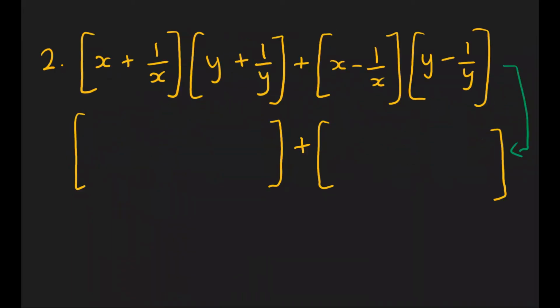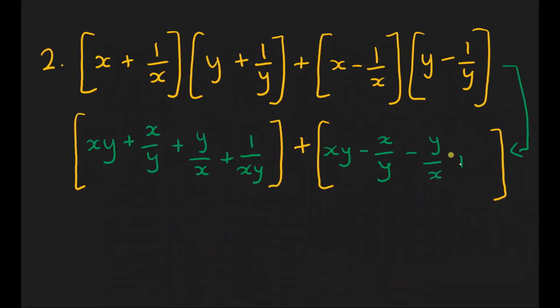Let's have a go at question number 2. So again, the first step will be to expand the brackets. This gives us bracket xy plus x over y plus y over x plus 1 over xy, bracket closed, plus xy minus x over y minus y over x plus 1 over xy. The second step is to collect the like terms. So we can cancel out these fractions here, which leaves us with 2xy plus 2 over xy.